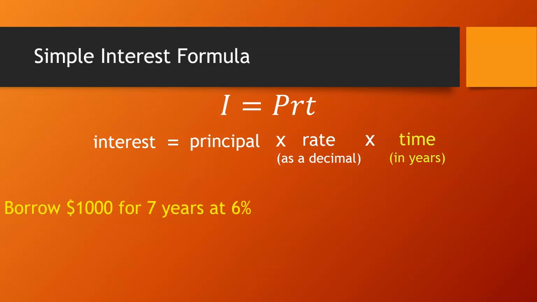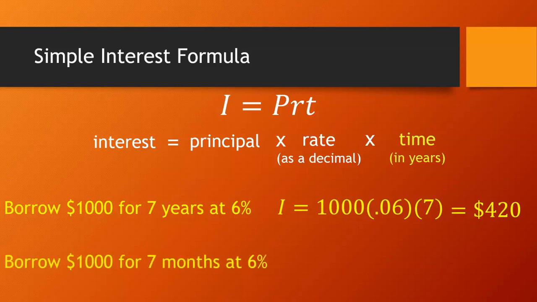But here's an example that isn't tricky. If we wanted to borrow $1,000 for 7 years at 6%, we could find the interest that we'll owe by simply multiplying 1,000 times 0.06 times 7. And we'd find that we owe $420 in interest on the loan.